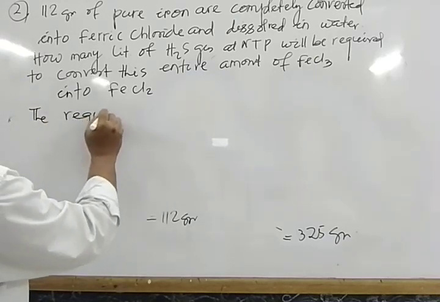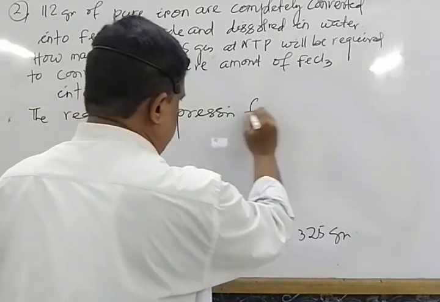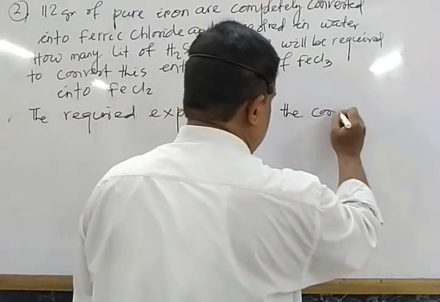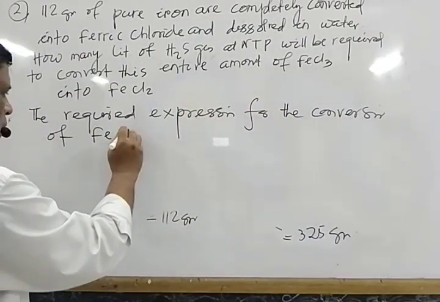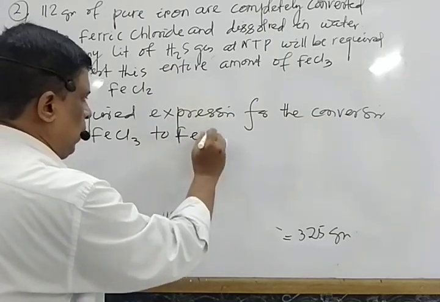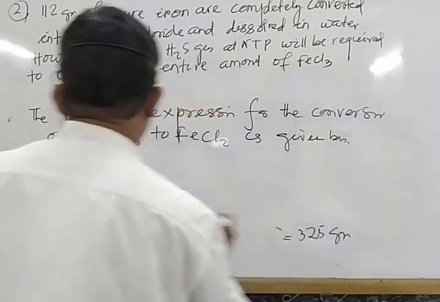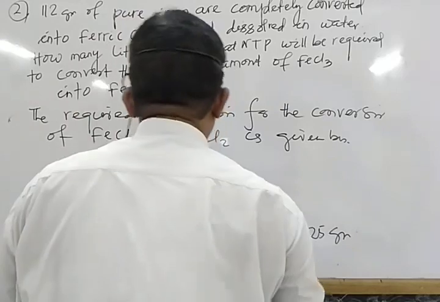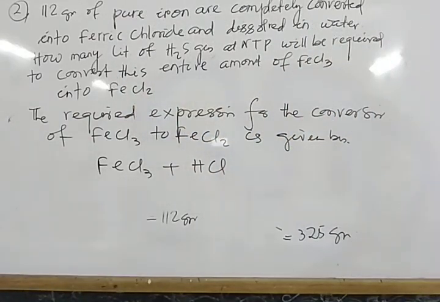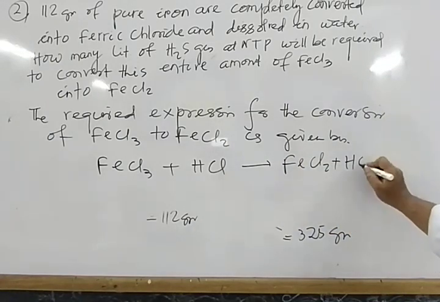The required expression for the conversion of ferric chloride to ferrous chloride is given by, that means, FeCl3 plus H2S. Ferric chloride combines with hydrogen sulfide to form ferrous chloride plus hydrogen chloride plus sulfur.